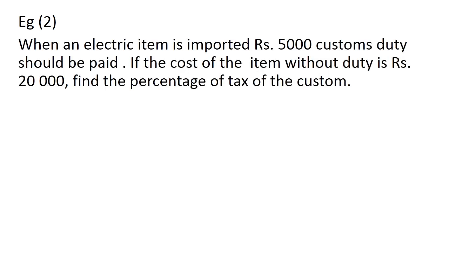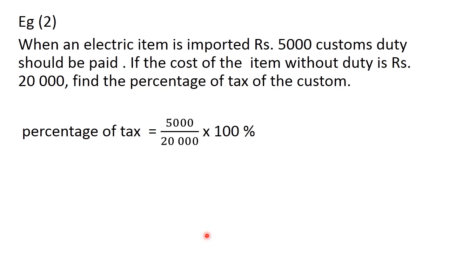When an electric item is imported, 5,000 rupees custom duty should be paid. If the cost of the item without duty is 20,000 rupees, find the percentage of tax of the custom duty. To find the percentage, first we need to write the payment, the tax, as a fraction of its value. Then convert this fraction into a percentage.